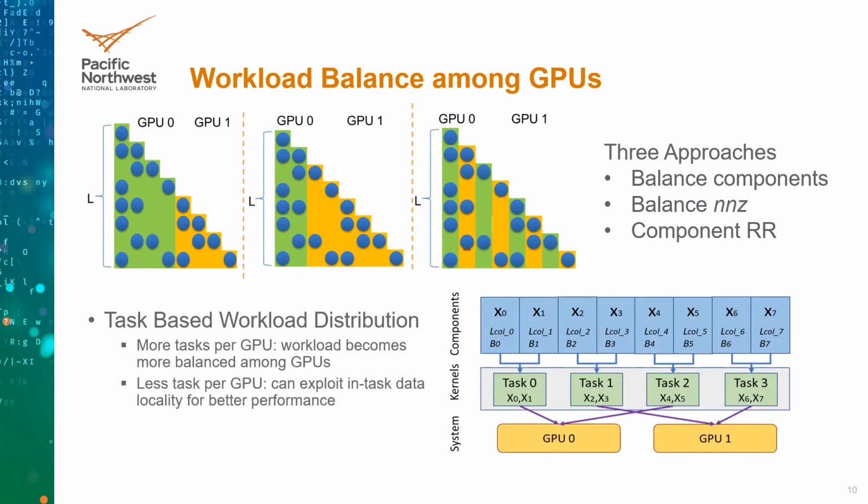So we propose the task-based workload distribution. We first group the components into tasks and schedule the tasks across GPUs. We also observe there is a trade-off for the task size. More tasks per GPU cause better balance. However, larger tasks also allow locality for better performance within the tasks by using the shared memory.